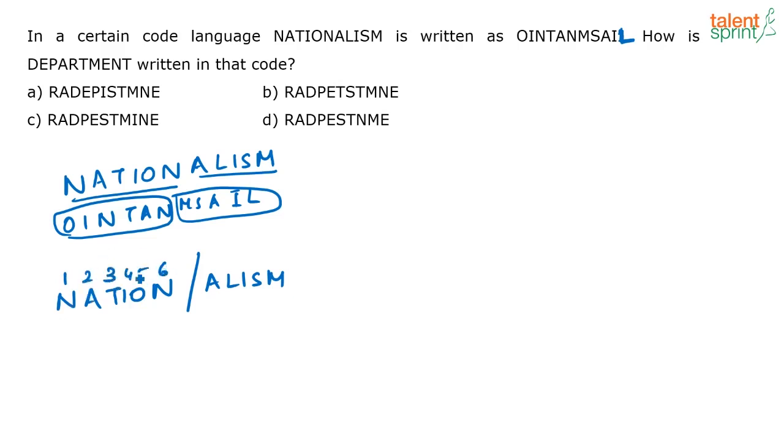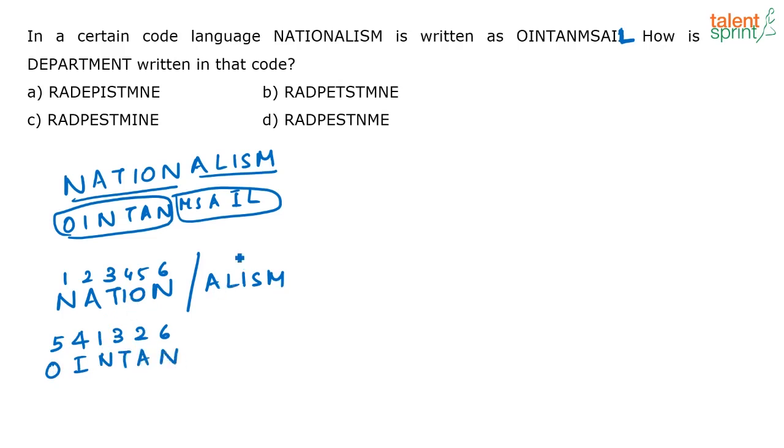Now what they have done is they have written the O first, correct? That is the fifth letter first, followed by the fourth letter. Then they have the first letter, then 3, 2 and 6. That's how they have written it. The fifth letter is O, the fourth letter is I, and the first letter is N, then you have T, and then you have A, and then again N.